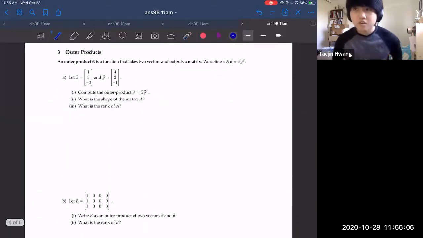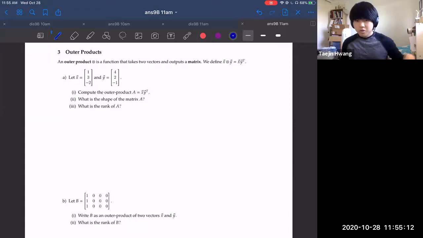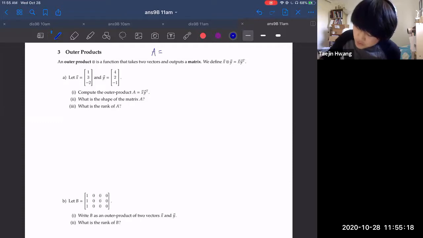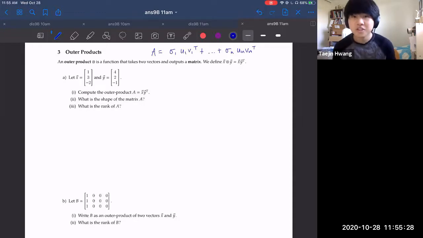And let's move on to the last question now, which is on outer products. You might recall from lecture how we wrote out a matrix A as a sum of outer products. So we're going to spend some time today to develop the meaning of outer products and take a look at more examples, to help understand the SVD going forward.